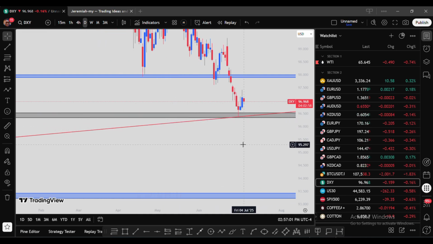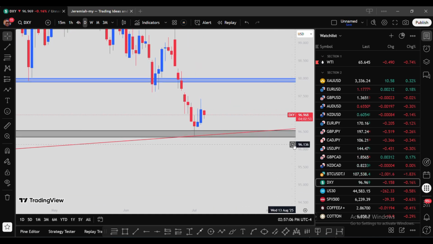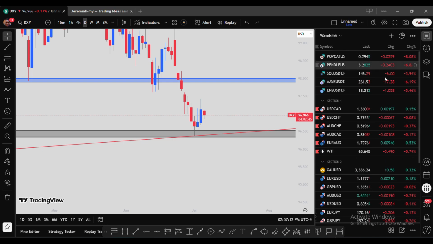So the US dollar is going to be the one to decide whether we are going to be buying EURUSD or selling. That's just my take on EURUSD and GBPUSD and also on the US dollar.